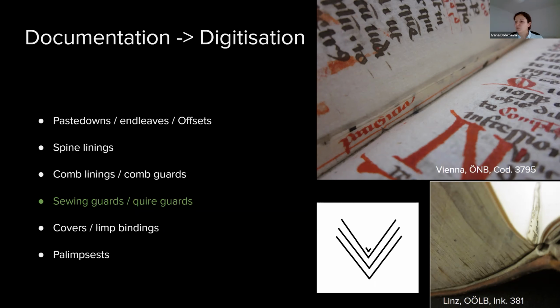Sewing guards are positioned in the middle of quires in paper manuscripts, to support the binding, so that the thread doesn't cut through the paper leaves. And one sees them in paper manuscripts found in the Austrian National Library and also in the incunables, which are preserved in Linz.